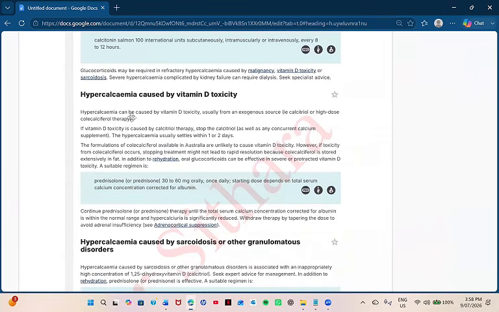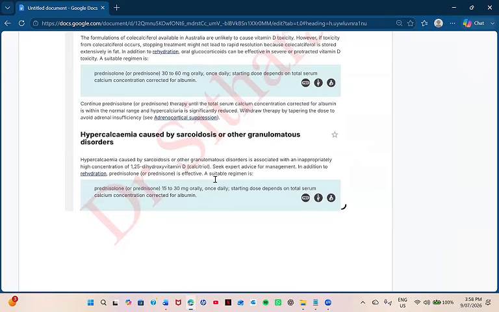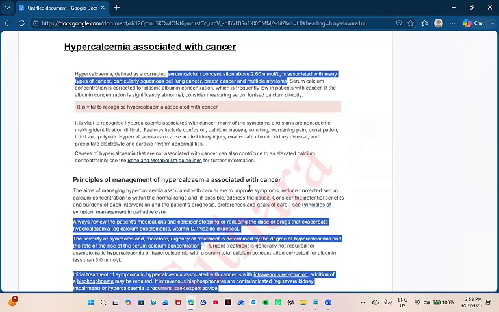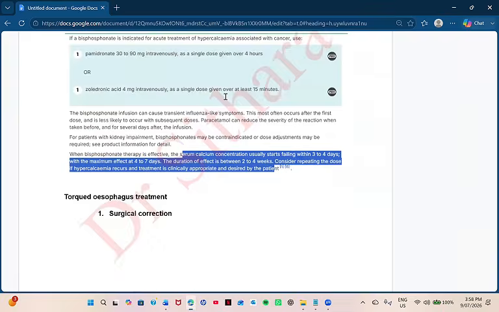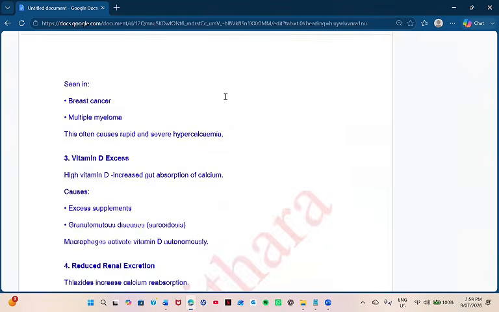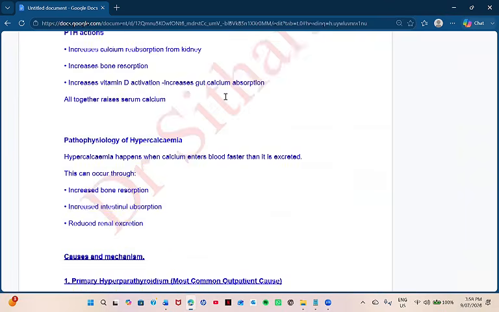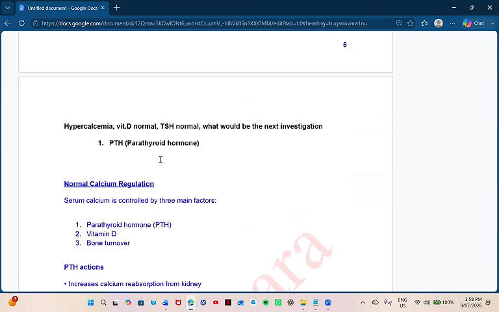Other things I'm not going to read because they get into different diseases. If it is vitamin D toxicity, how it presents, and if it is a granulomatous disease, what to do, like that. Okay, if it is associated with cancer, I have also attached it. You can give it a read, because today's topic is not cancer related. In previous months, I think March and April, we covered cancer related hypercalcemia, right?